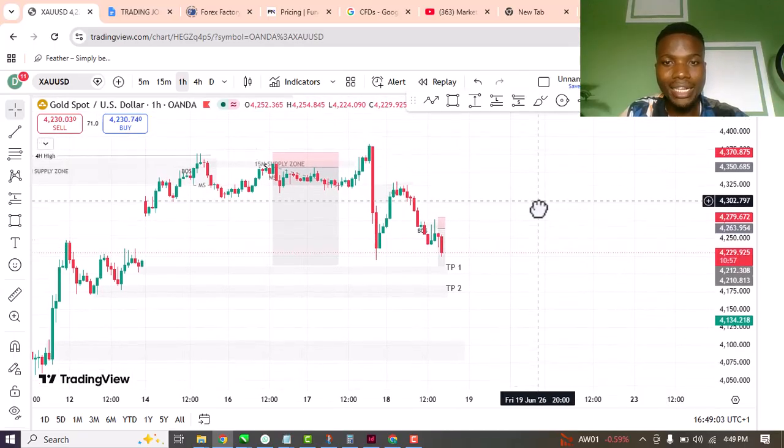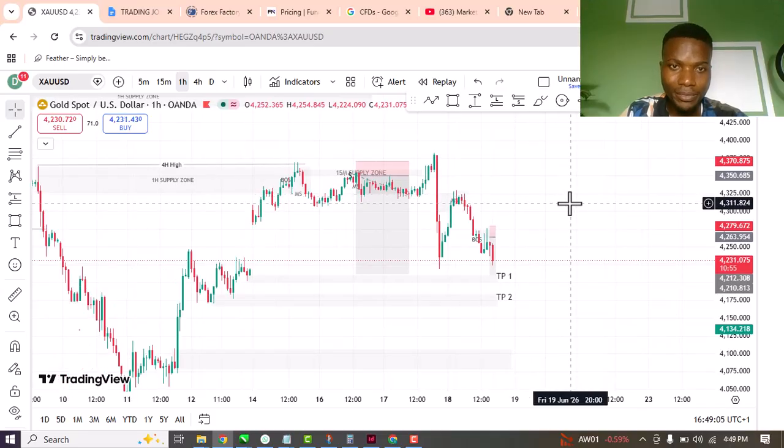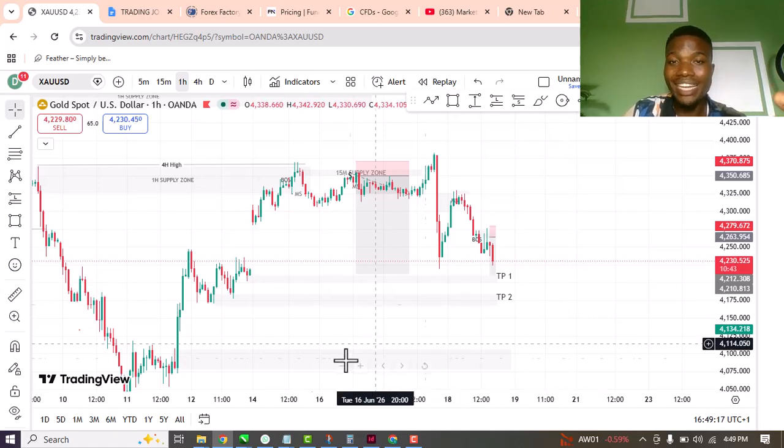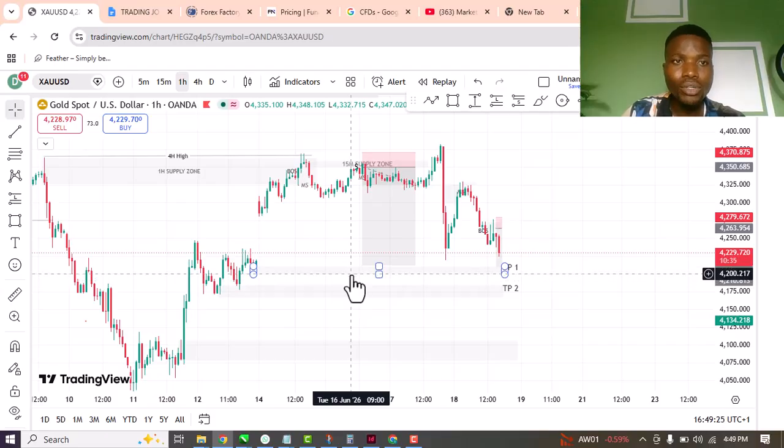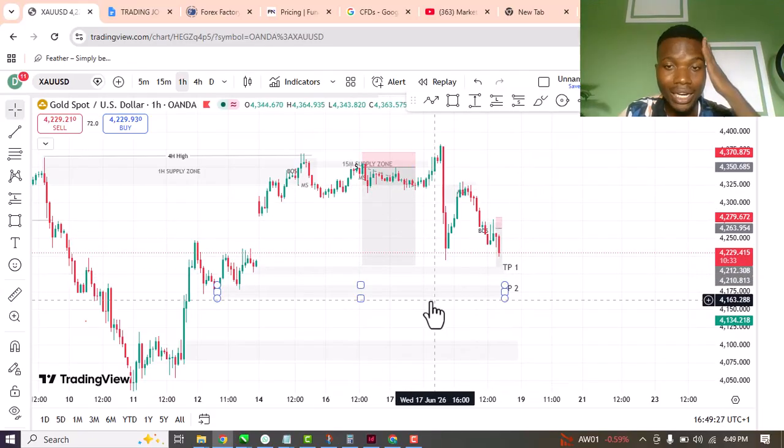I started my analysis from the 1 hour time frame because I usually trade supply and demand with the liquidity concept, and I do top down analysis. I don't use any indicators, as you can see on my screen right there. I don't use any indicators. I'm trading pure price action. So I start my analysis from the 1 hour time frame.